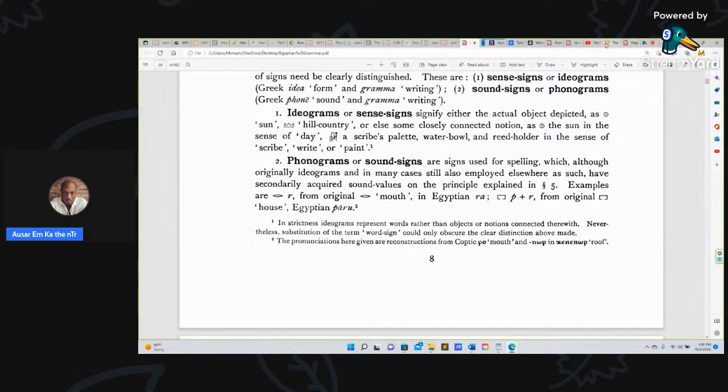Phonograms or sound signs are signs used for spelling, which, although originally ideograms and in many cases still also employed elsewhere as such, have secondarily acquired sound values on the principle explained in Rule 5. Examples are Ra for mouth, from original Ra for mouth, in Egyptian, Ra, as I just said. This is per, from original per for house, Egyptian paru.